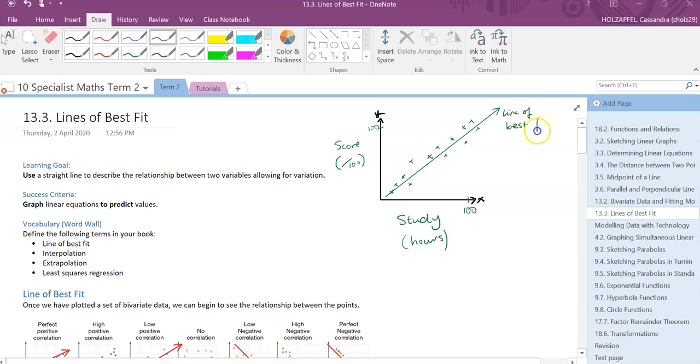And what I can do with that is I can actually use that information now to make some predictions about people's score. So let's say that you are someone and you're like, Miss Lee, she's posted this graphic and you know what, I'm a bare minimum kind of a person and I want to know if I only study like 2 hours, how well am I going to go on my exam? What can I predict my score is going to be?